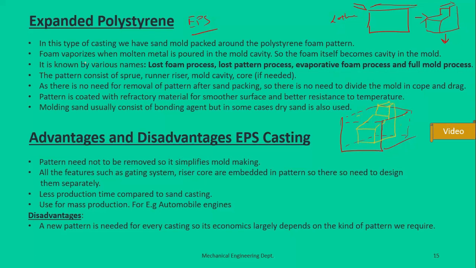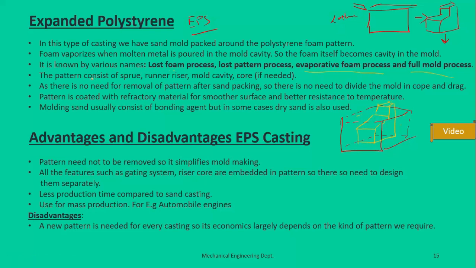So once we pour the molten material, this foam vaporizes, and the foam itself becomes a cavity in the mold because it has sand around it. So this foam itself is a cavity because once we pour the molten material, it vaporizes, it vanishes. That's why it is also known as the lost foam process, because we lose the foam. It is also known as the lost pattern process because this foam was itself a pattern, and it is also known as the evaporative foam process because it vaporizes, and as the full mold process, right? So there are several names for the EPS process.